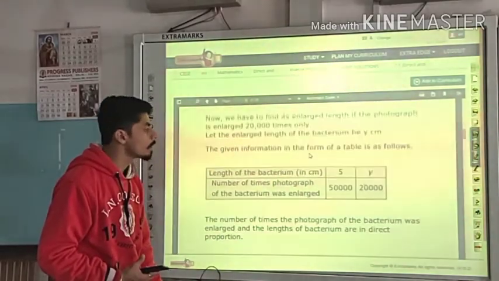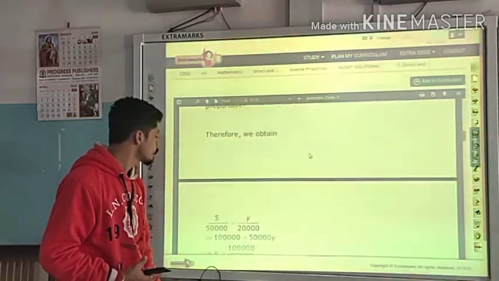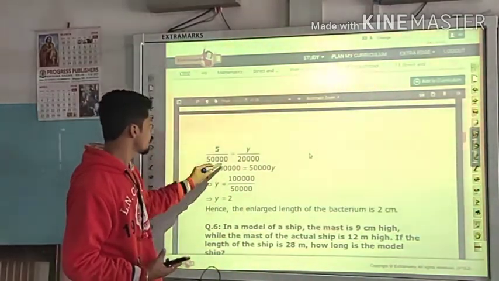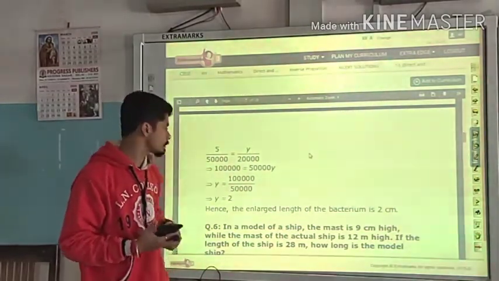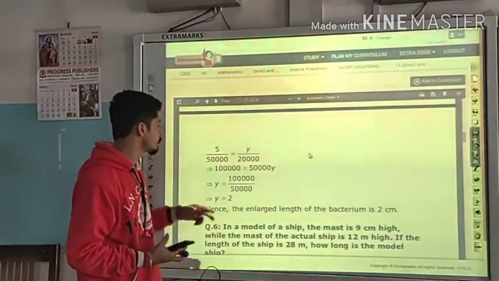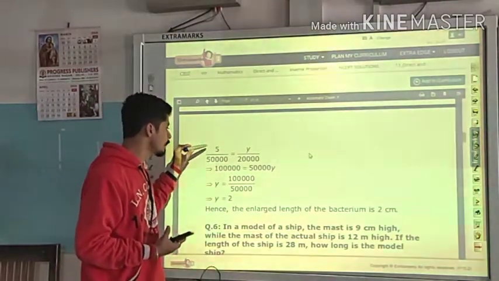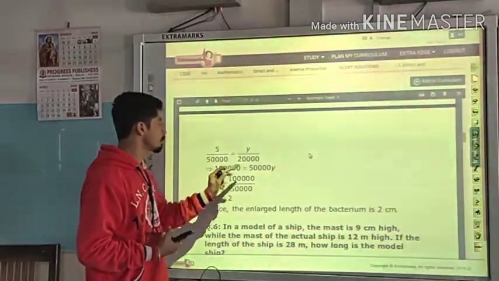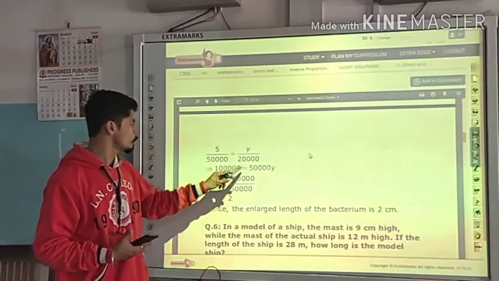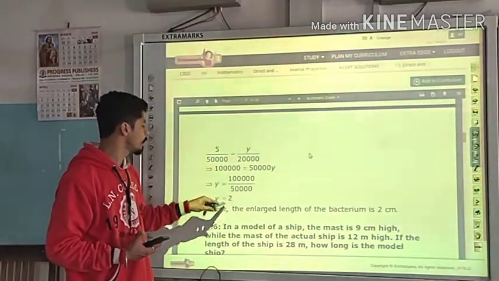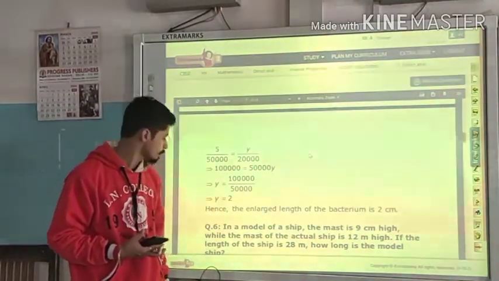Now for 20,000 times we have to find the data. So similarly 5 upon 50,000 is equal to y upon 20,000. We found the value of 1 and x. After that we have to find the value for 20,000. So by cross multiplication, 20,000 will be multiplied with 5, it will become 1 lakh, and 50,000 will be multiplied with y, and it will become 50,000y. Now y is equal to 1 lakh upon 50,000, and it will divide by 2 times. Hence the enlarged length of the bacterium is 2 centimeter, and that's all the solution of question number 5.